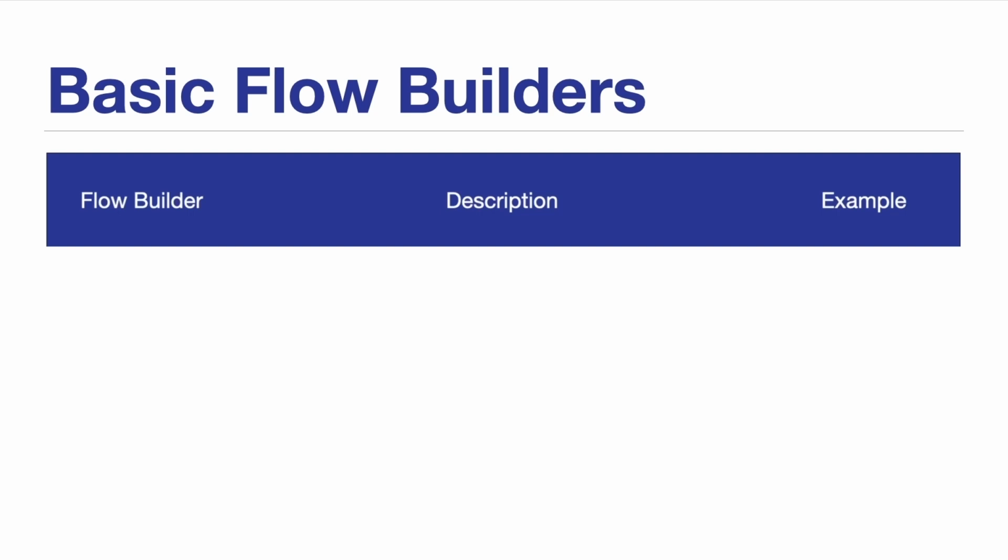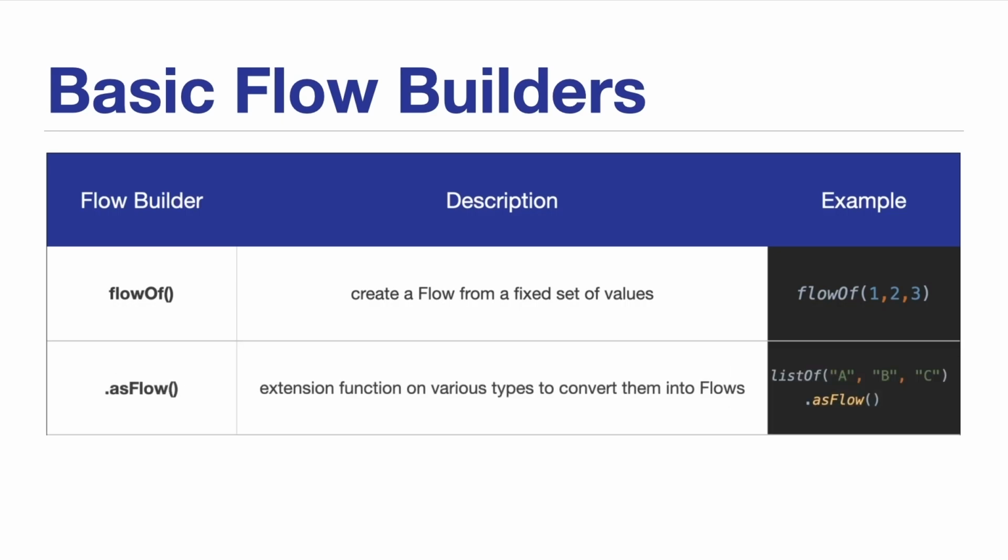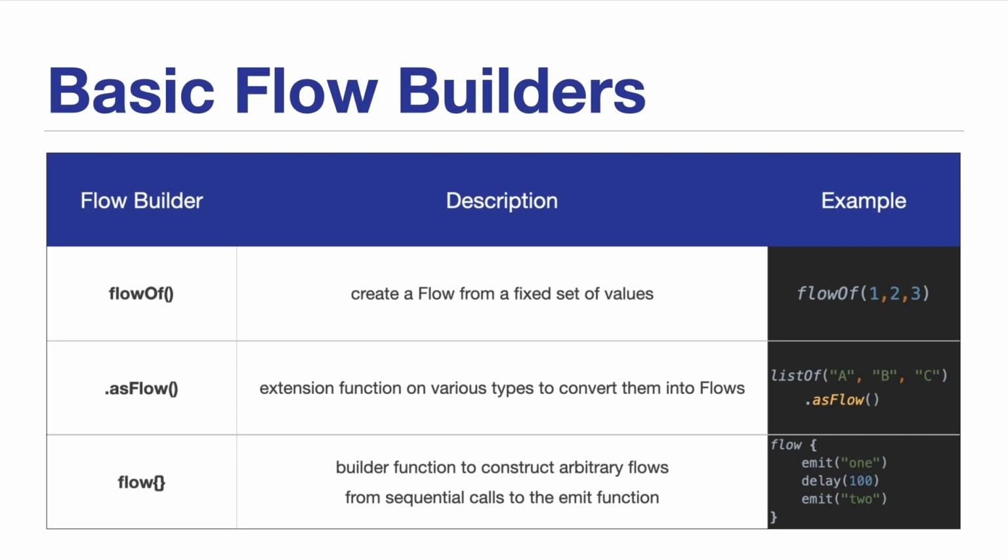So to summarize this lecture, let's have a look at this table that shows the flow builders that we've used in this lesson. At first, we have used the flowOf builder, which creates a flow from a fixed set of values. Then we used the asFlow extension function, which can be called on various types in order to convert them into flows. Last but not least, we used the flow builder flow, which is the most flexible one because it's a builder function to construct arbitrary flows from sequential calls to the emit function.